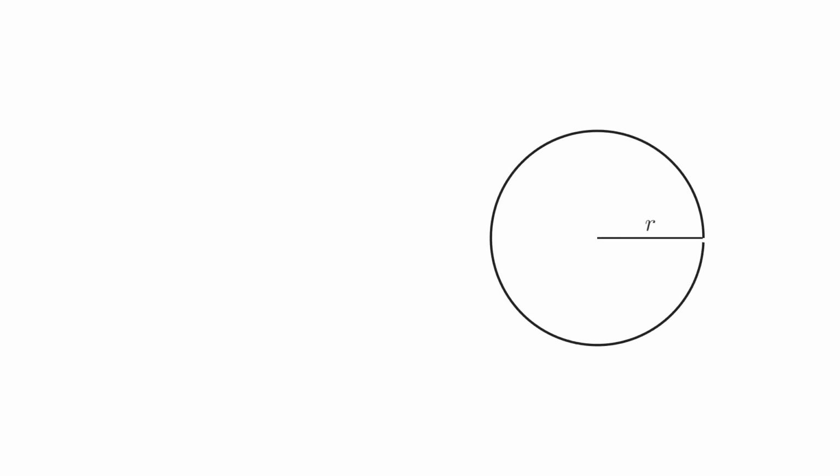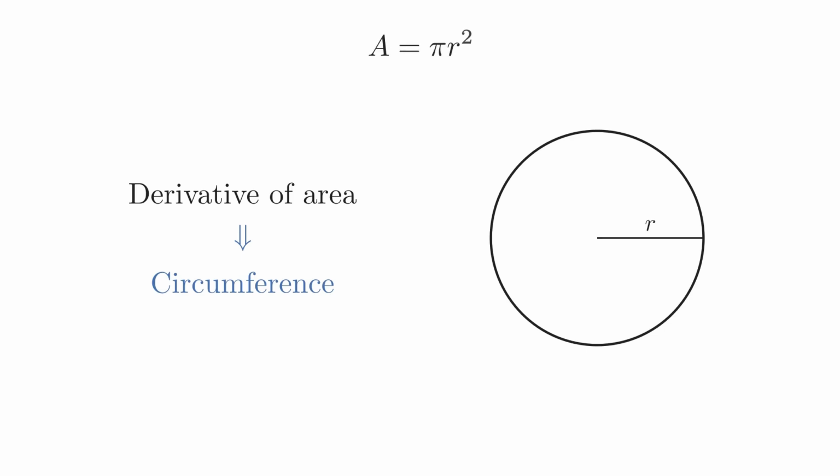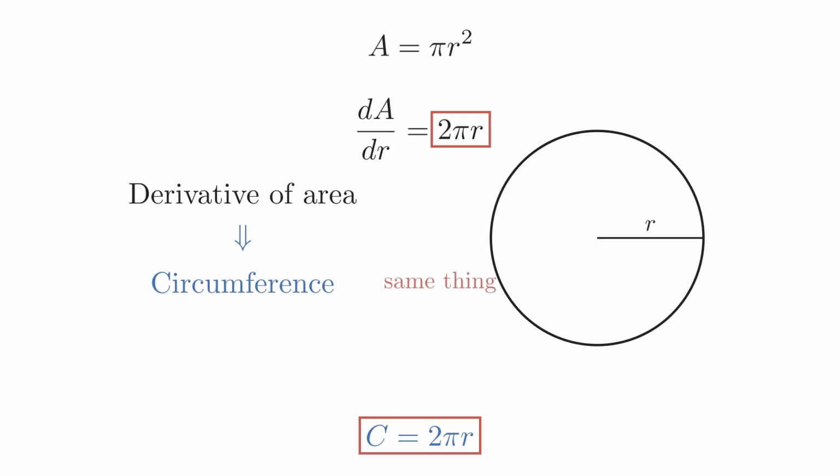Imagine I tell you something surprising. The derivative of a circle's area is its circumference. Not half the circumference. Not something related to it. Exactly the circumference. Why should the boundary of a shape have anything to do with how its area changes?